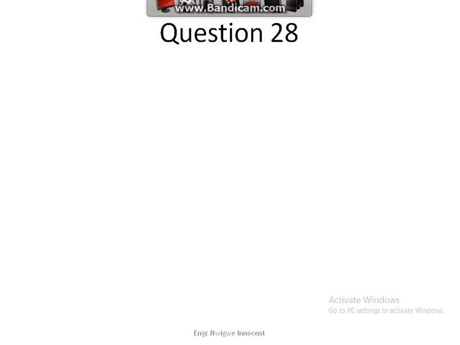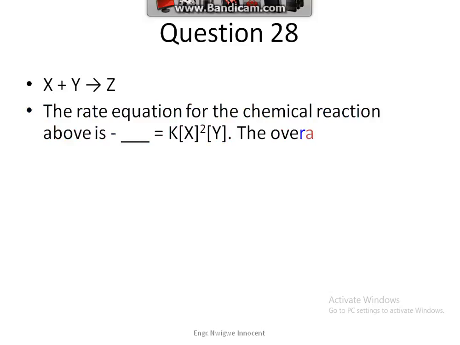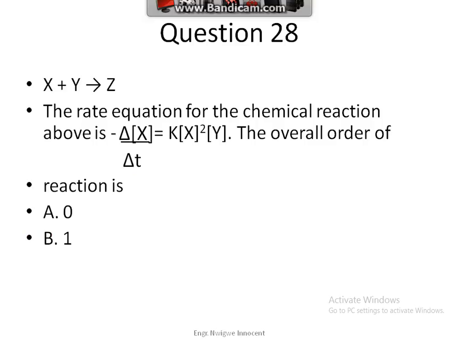Question 28. X plus Y is equivalent to Z. The rate equation for the chemical equation above is minus delta X over delta T, which equals K S squared Y. The overall order of reaction is A 0, B 1, C 2, D 3.